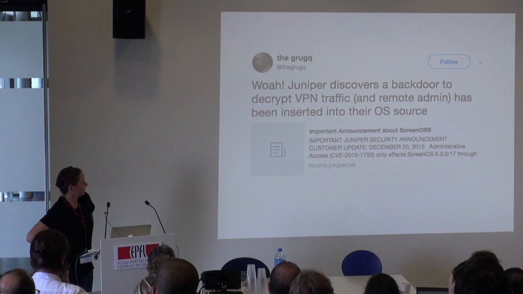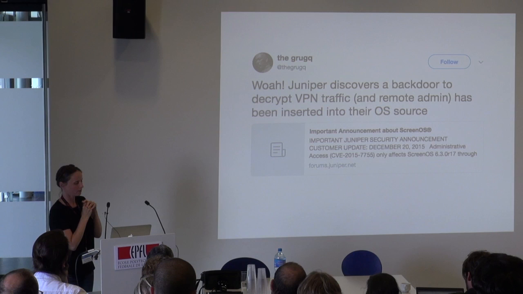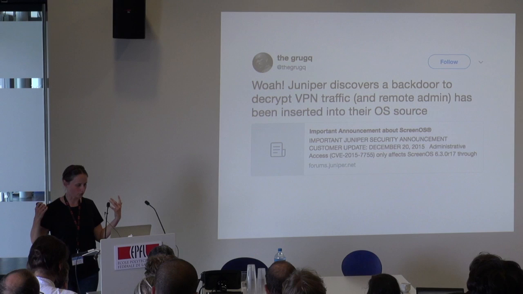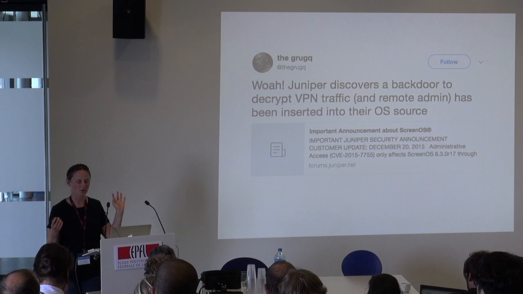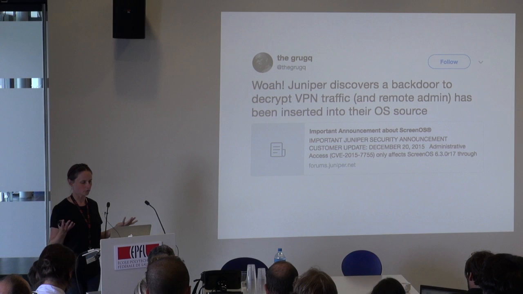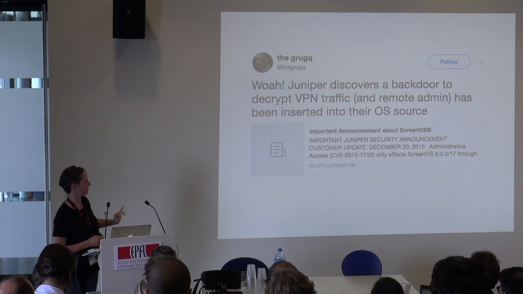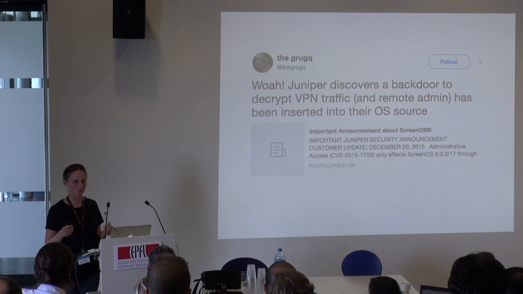Okay, so in December of 2015, Juniper published a security advisory saying that there were a couple of security vulnerabilities. One of them was an administrative hard-coded password, and the other one was a passive VPN decryption capability on some of their VPN products. So this went out on Twitter, and then all of the random security people who were at home for Christmas break freaked out and started reverse engineering everything in sight.